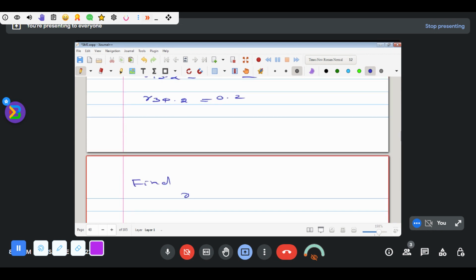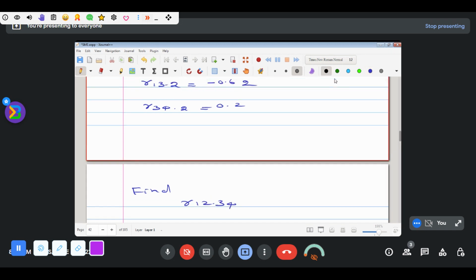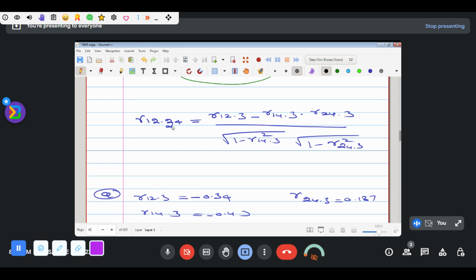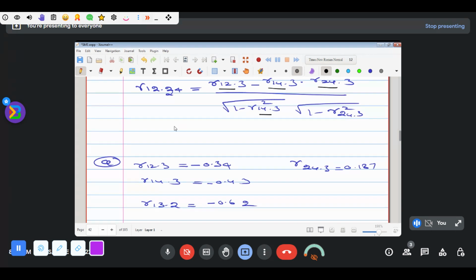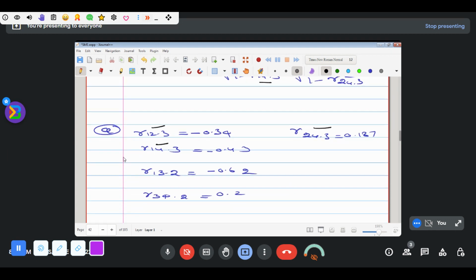This is the question: R12.34. So you know the formula for R12.34. This is the result. Okay, this is the formula, just apply. What do you need here? You need R12.3, you need R14.3, and you need R24.3. You don't need the remaining values. The remaining time is extra time, because I will give the new formula after completing this problem, and that problem is homework.